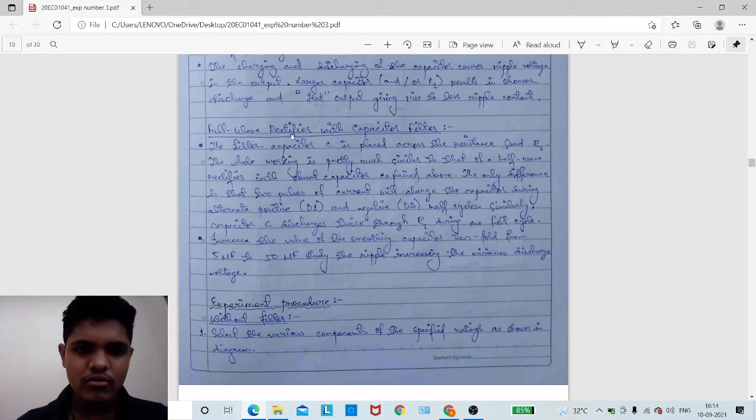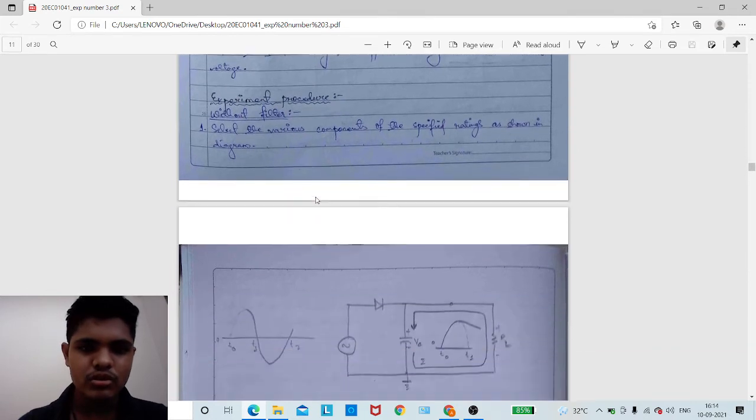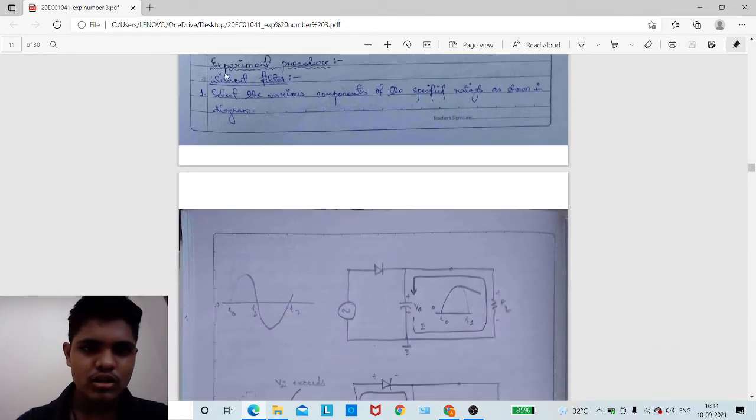After that, we have the full wave rectifier with capacitor filter. Here also, like the half wave rectifier, we use the capacitor filter in the full wave rectifier, and respectively we get the DC source. And coming to the experiment procedure, that is without filter.